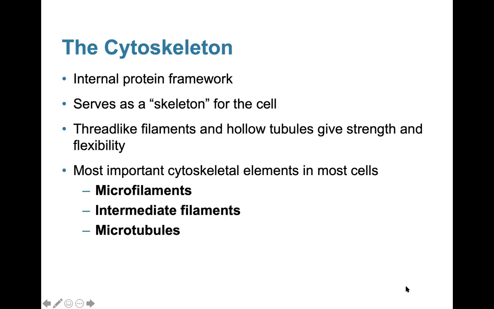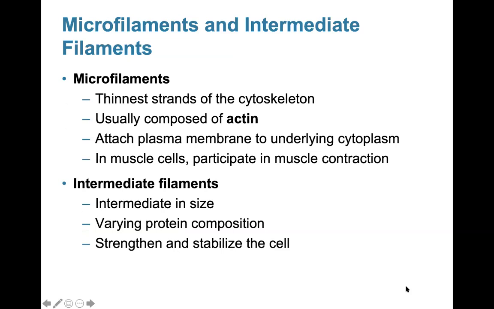It serves as the skeleton for the cell. It consists of thread-like filaments and hollow tubules or tubes that give strength and flexibility. And they're composed mainly of microfilaments, intermediate filaments, and microtubules. Microfilaments are the thinnest strands of the cytoskeleton. They're usually composed of actin, and they attach the plasma membrane to the underlying cytoplasm.